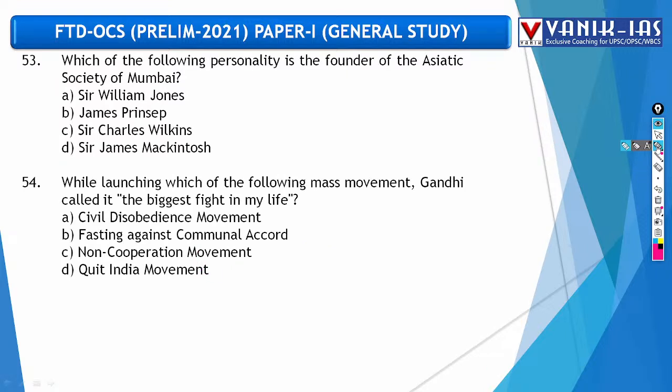Which of the following personalities is the founder of the Asiatic Society of Mumbai? The Asiatic Society of Mumbai. It is James Mackintosh. Sir James Mackintosh founded the Asiatic Society of Mumbai. But the Asiatic Society of India was established by Sir William Jones. Right. So your answer is Sir James Mackintosh, who established the Asiatic Society of Mumbai.